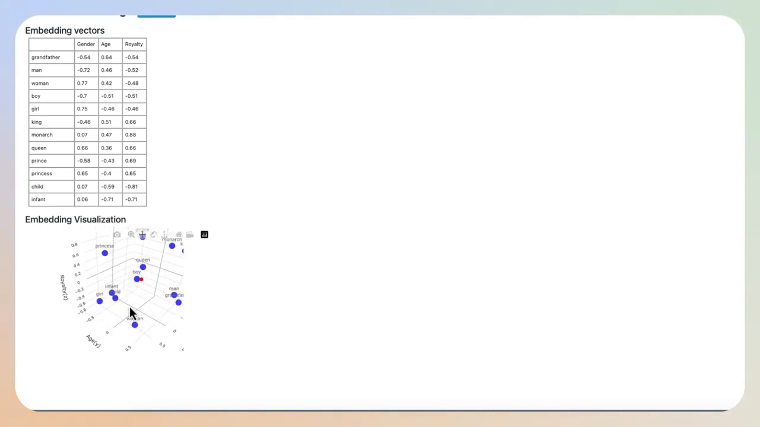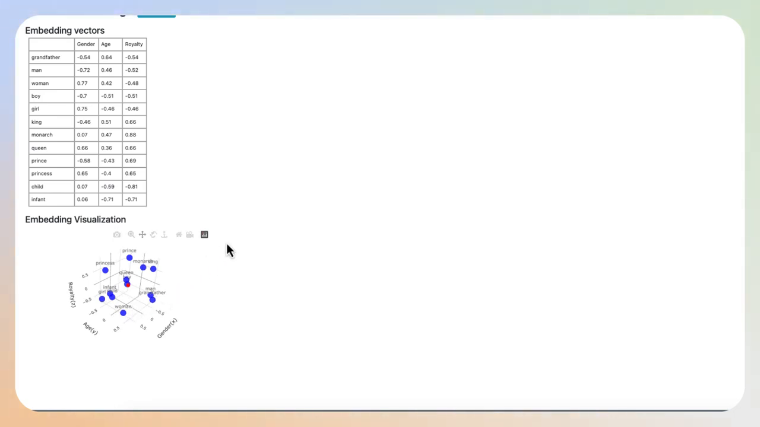This covers how this tool can help us learn some interesting concepts behind word embedding. Please feel free to play with the tool by analyzing different words and their embedding dimensions using the embedding vector table and the 3D scatter plot.